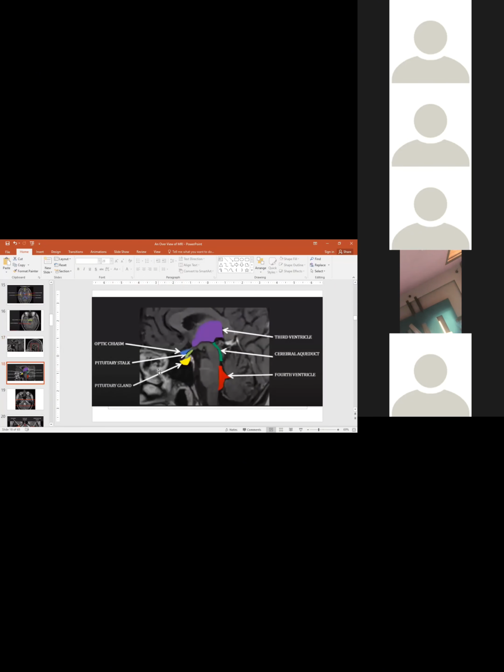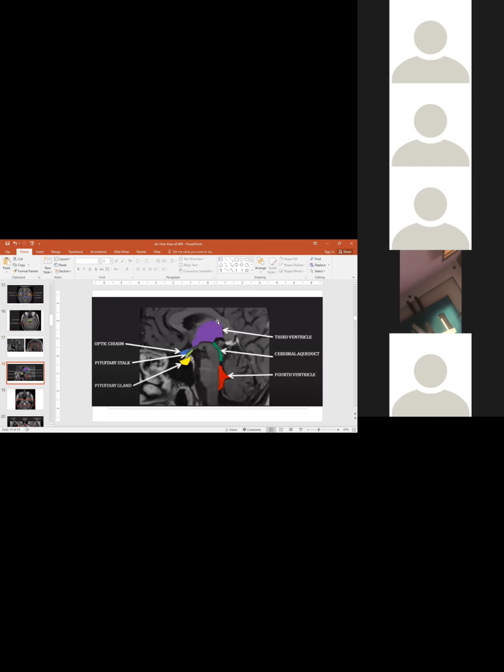Now, we can see in the midline, this is the third ventricle. People who are doing ultrasound will know that while doing the ultrasound of the intrauterine fetus in the third trimester, they can see the well-formed thalami, and in between the thalami, they can see a slit-like structure, which is known as the third ventricle.